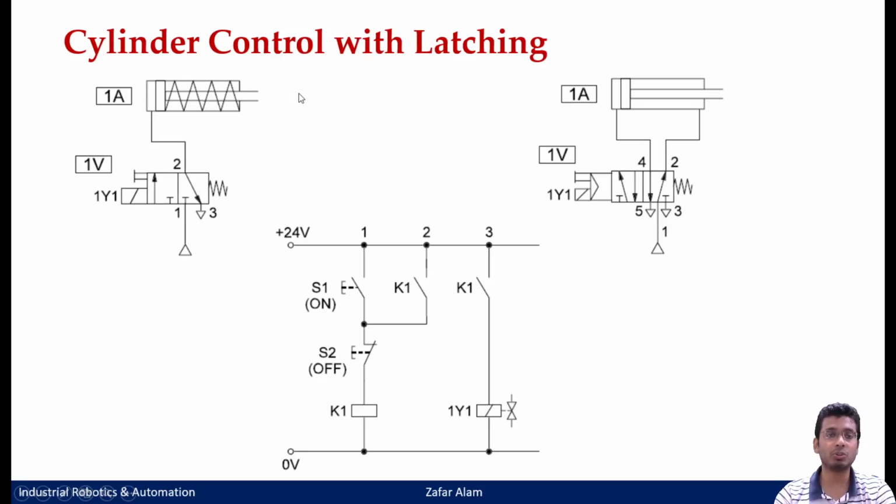Okay. Now to retract the cylinder back, what are you going to do? You have to unlatch this relay. And for unlatching this relay, you are using another push button here. So the moment you press this push button, this current path will break, and hence your K1 will get de-energized, and all the contacts of K1 will get opened, and your solenoid valve will get de-energized, and hence your cylinder would retract back.